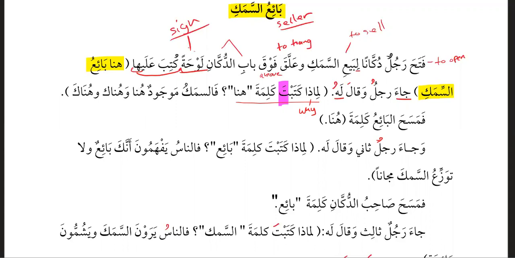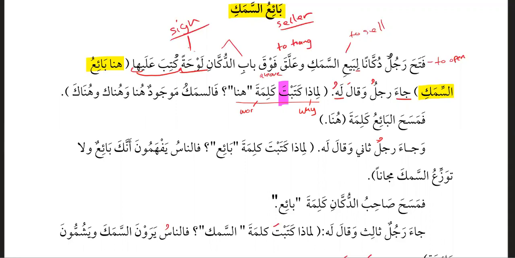Why did you write on that? Kalima. What does kalima mean? Kalima means to write. No, it doesn't. Kataba means to write. Qara means to read. Kalima means word. Why did you write? A word.